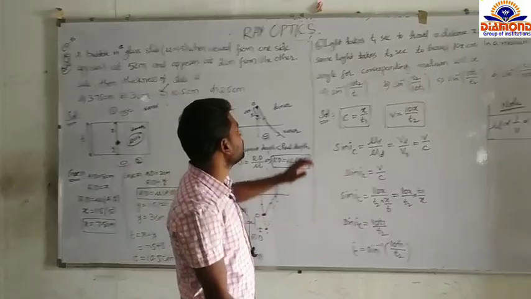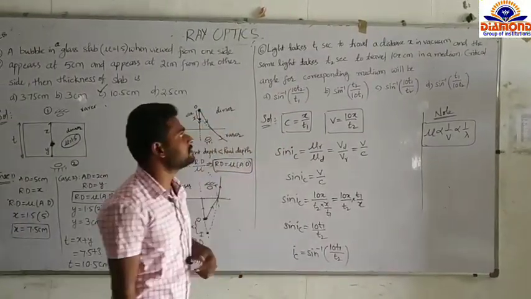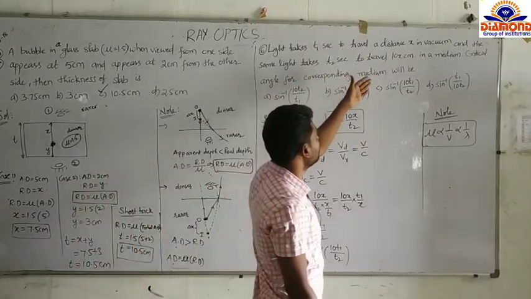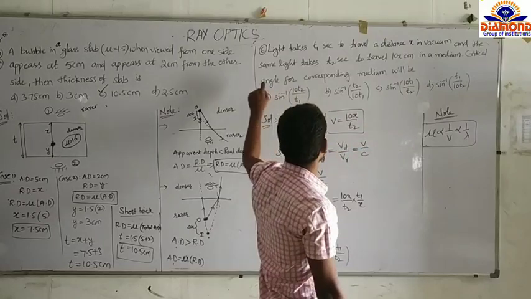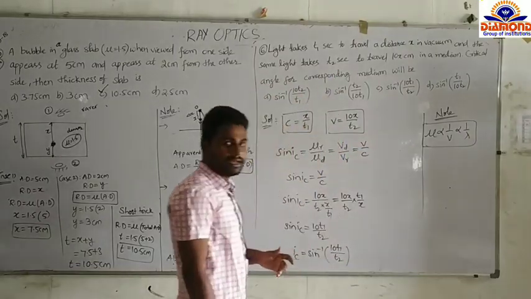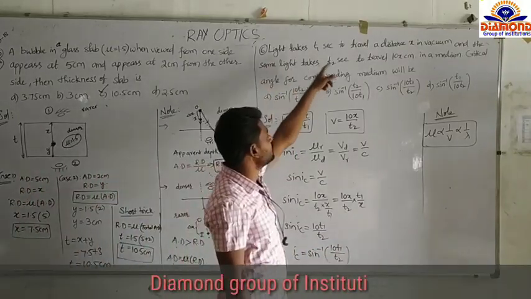Next, see the sixth question. The question is: light takes t1 seconds to travel a distance x in vacuum, and the same light takes t2 seconds to travel 10x centimeters in a medium. Find the critical angle for the corresponding medium. So in the first case, the light is traveling in the vacuum.